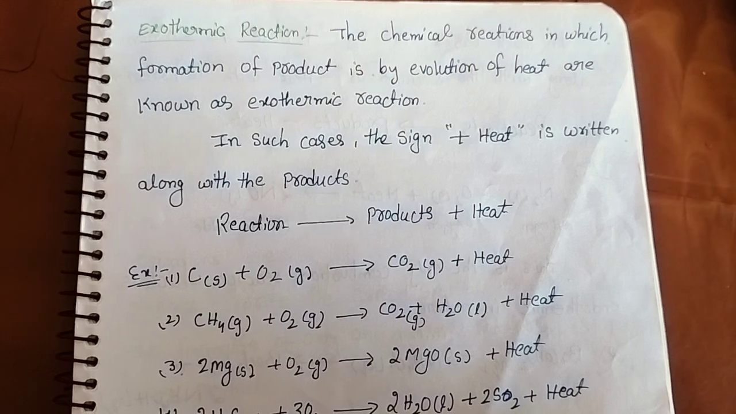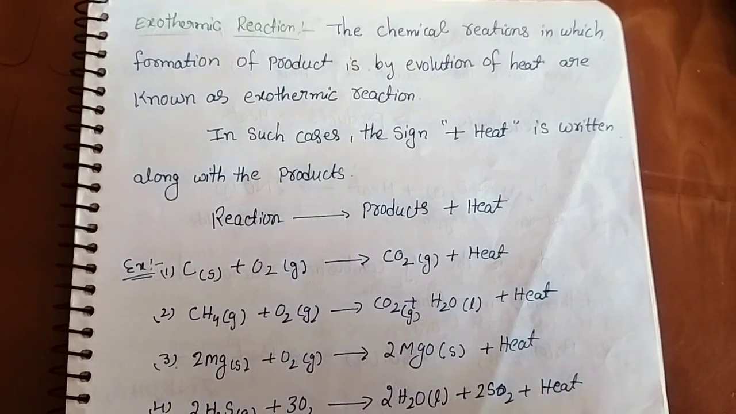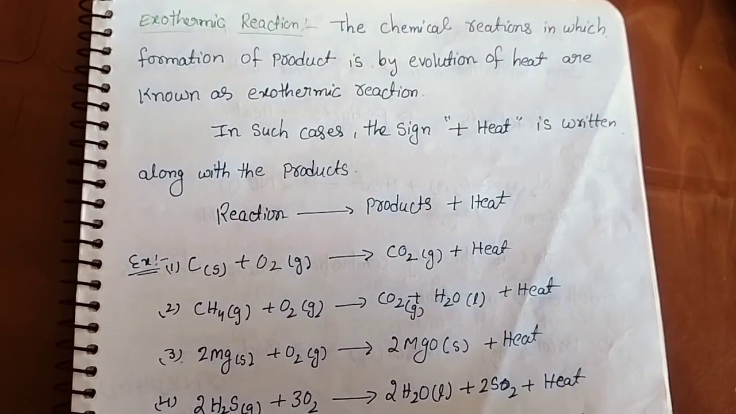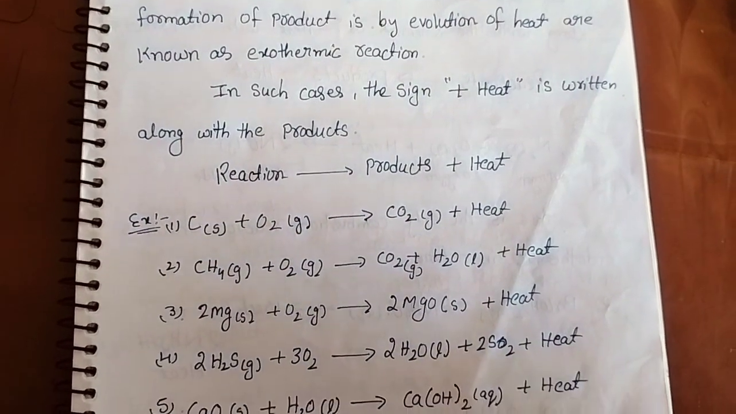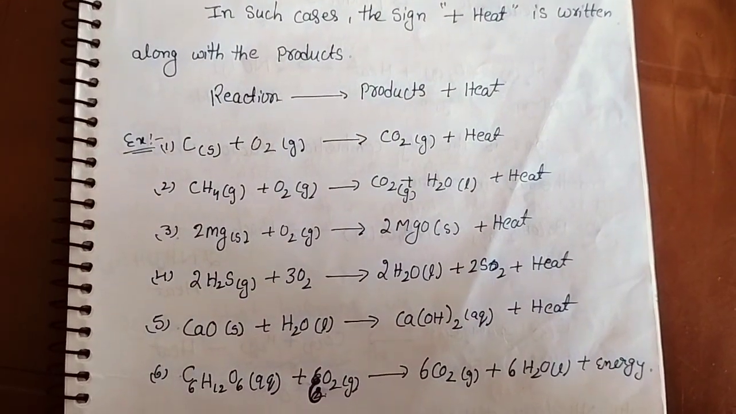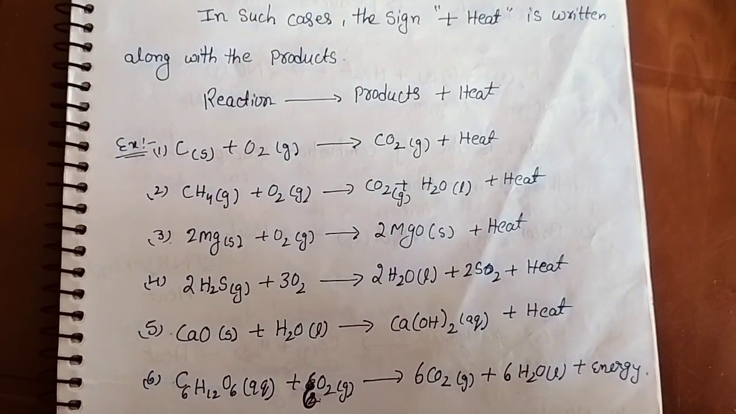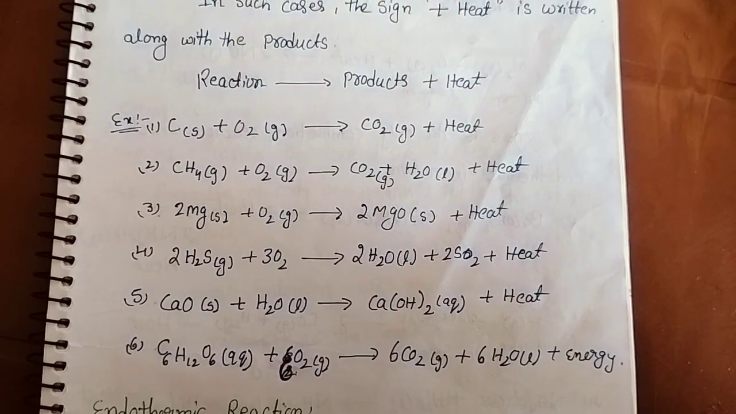First we have the left hand side as reactants and the right hand side as products along with the heat. Likewise we should write in case of exothermic reactions, right? These are some examples of exothermic reactions, which is carbon plus O2 gives rise to carbon dioxide, which is CO2 along with the heat.